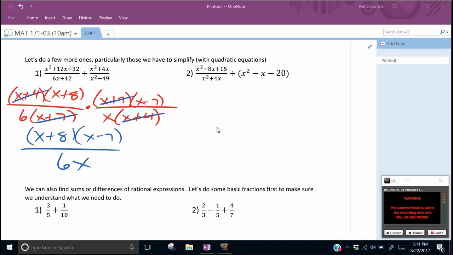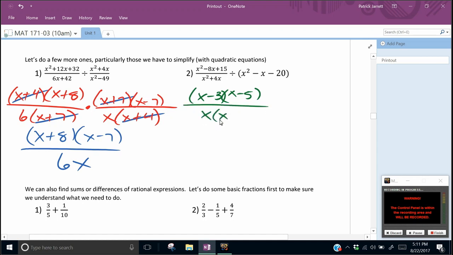All right, so little interruption there. So what I'm going to do is go ahead and factor out the numerator and denominator here. So this will become x minus 3 times x minus 5, and we'll multiply. We'll take out an x here, it'll be x times x plus 4, and obviously we can put a 1 underneath that, so it'll be 1 over x minus 5 times x plus 4. So that's what we get for that.